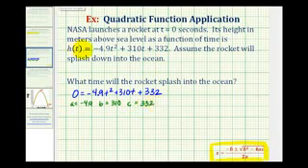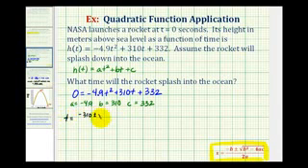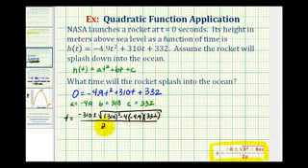Again, this is based upon the fact that we're using the function h of t equals at squared plus bt plus c. So now we'll sub these into the quadratic formula and then evaluate. So instead of x equals, we'll have t equals negative 310 plus or minus the square root of b squared, or 310 squared, minus 4 times a, which is negative 4.9, times c, which is 332, divided by 2 times a, or 2 times negative 4.9.